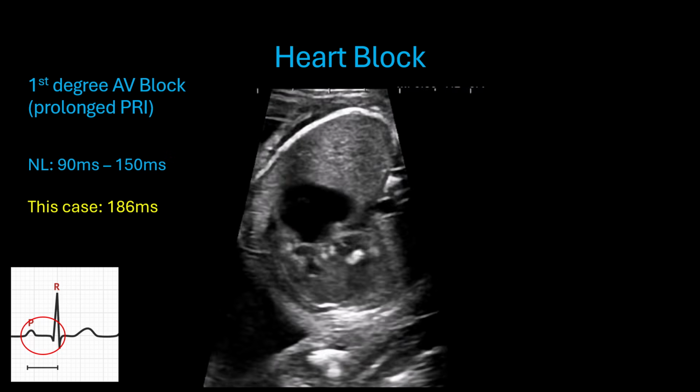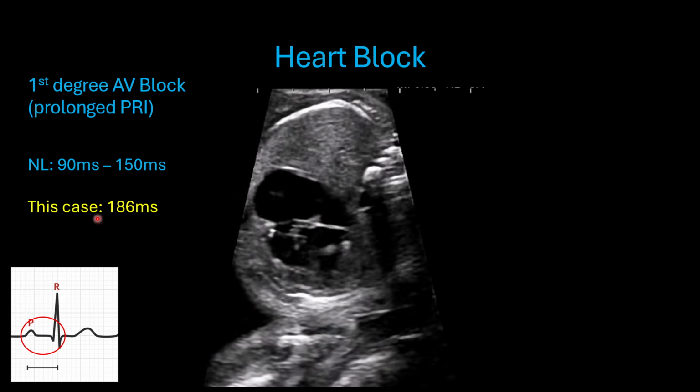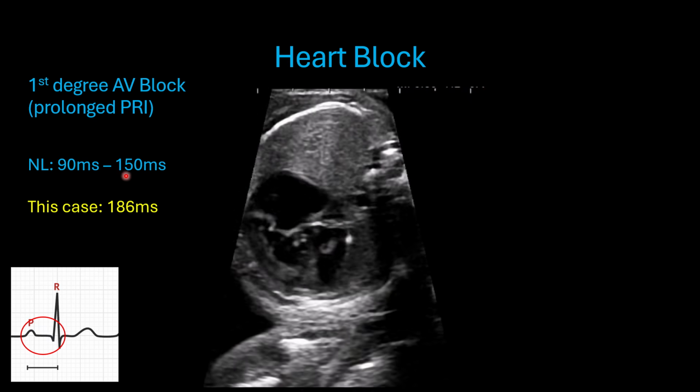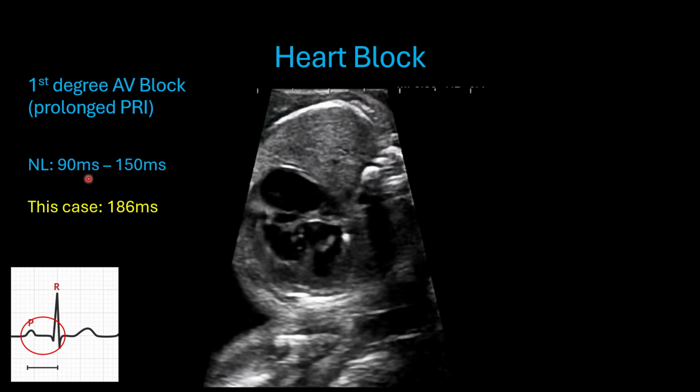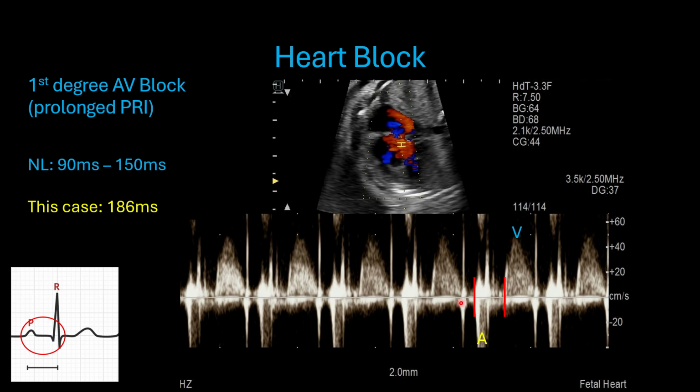First degree atrioventricular block is where you have prolongation of the PR interval, and in this case we can see the PR intervals exceeding 150 milliseconds, which is the upper limit of what we would normally see in the fetus. When we're looking at the mitral valve inflow in this case, you can see fusion of the E and A waves, and then when you look at the mechanical PR interval from the A wave to the onset of the V wave, the aortic outflow in this case, you can see that it's quite prolonged at 186 milliseconds.